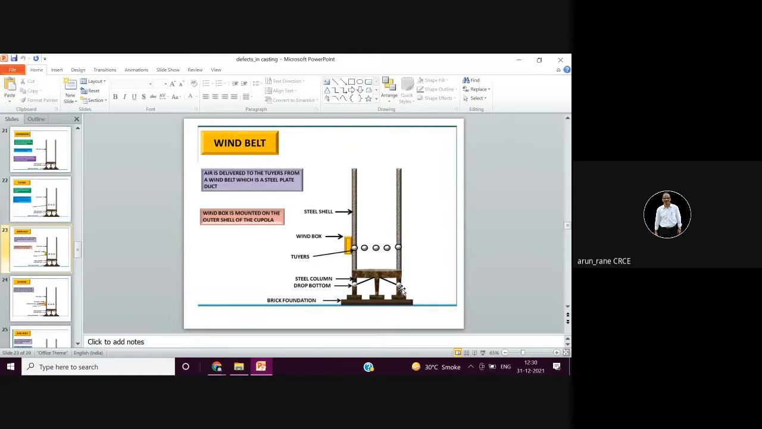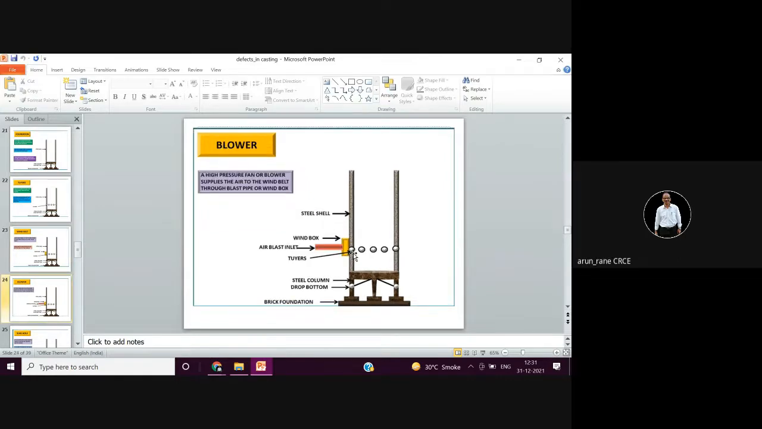This is a wind belt. This is a wind box. This is a tuyere. So from the wind box, the air goes to the tuyeres, and from the tuyeres, the air goes inside the furnace. Every furnace will have a blower to circulate the air.